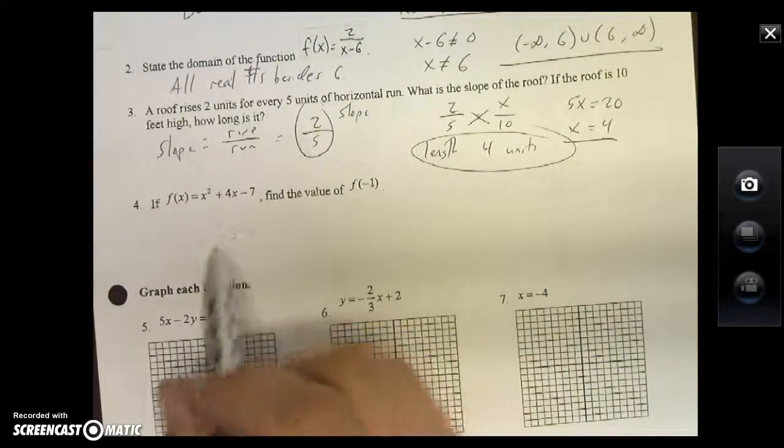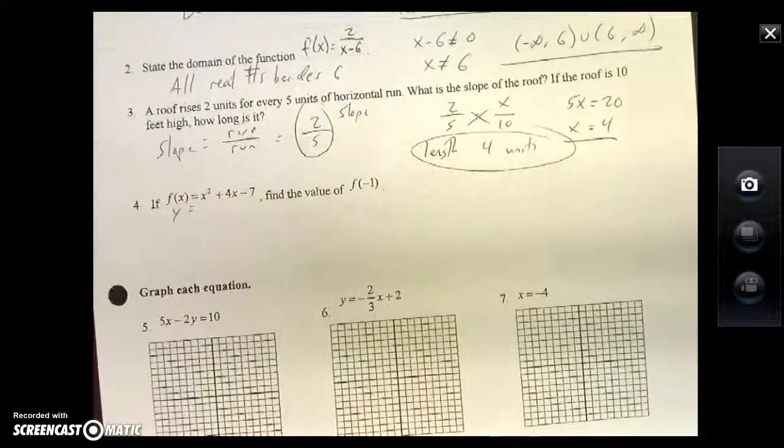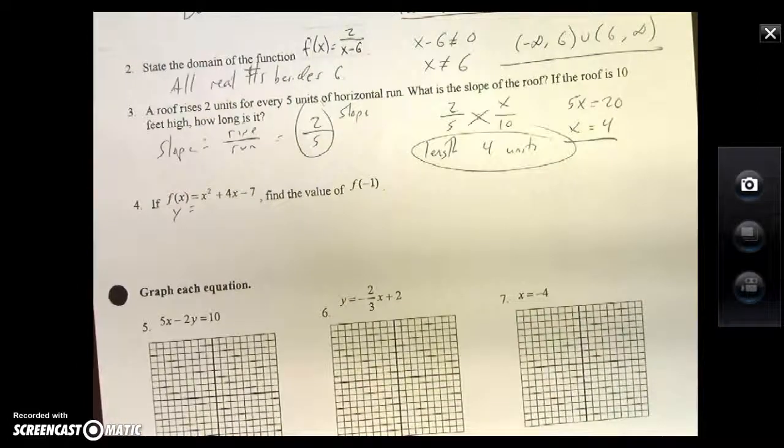Number 4. If f of x equals x squared plus 4x minus 7, find the value of f of -1. Very important to note, f of x is basically the same thing as saying y equals. Okay, it's something that I'm going to remind you day in, day out as the year goes on. Try to let that sink in.